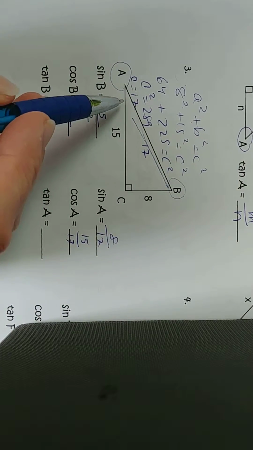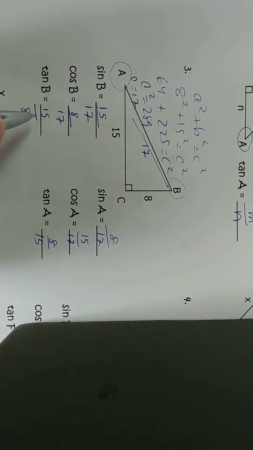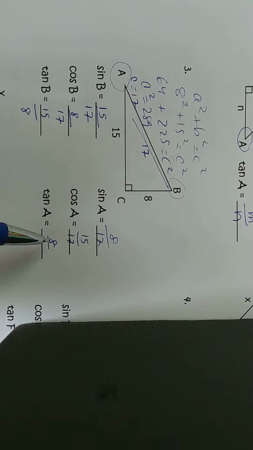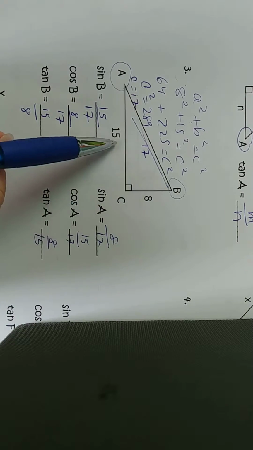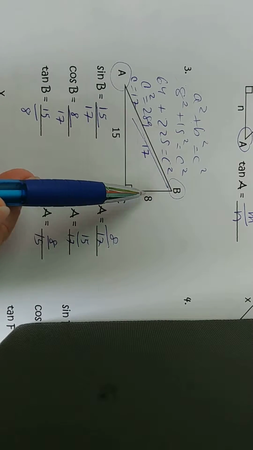And then tangent is opposite over adjacent. That's always going to be the reciprocal of this tangent value, because what's opposite of one angle, so what's opposite of B, is adjacent to A. What's opposite of A is adjacent to B.